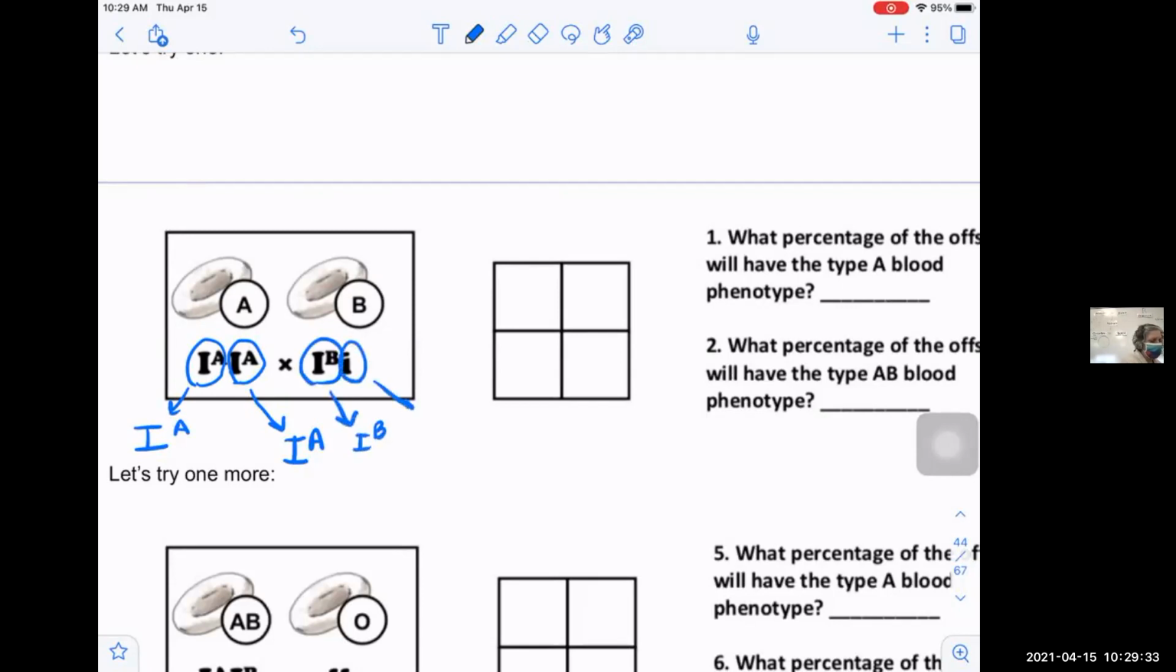or the recessive i. So when we set up our Punnett square now, we're just needing to write the dominant I with the superscript for the alleles, for the gametes of these parents.